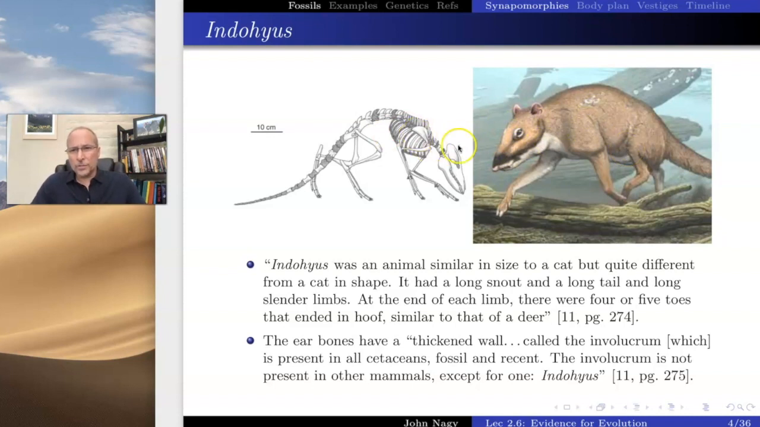So it is a very interesting thing, and the people who studied this, when they first described it, made these statements, and here's the reference, number 11. If you go to the end of this lecture, you'll see a list of references. "Indohyus was an animal similar in size to a cat, but quite different from a cat in shape. It had a long snout, long tail, long slender limbs, and at the end of each limb there were 4 or 5 toes, each ending in a hoof." Yes, it's a hoofed mammal.